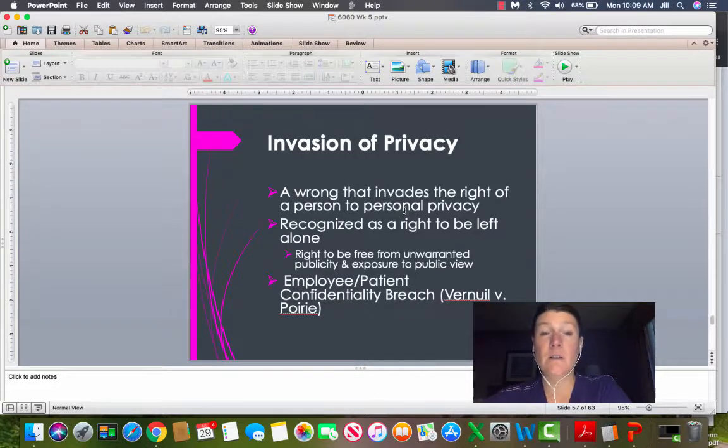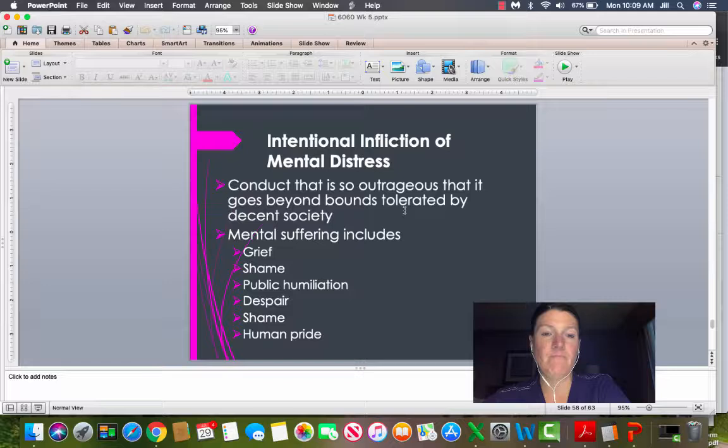However, there is a separate intentional tort called invasion of privacy, and this is what usually comes into play when we have a patient confidentiality breach and the individual whose information was breached wishes to sue. So invasion of privacy is a situation where someone's personal privacy has been invaded, period. And we have a right to be free from unwarranted publicity and exposure to public view, and sometimes a HIPAA violation will end up in those situations.